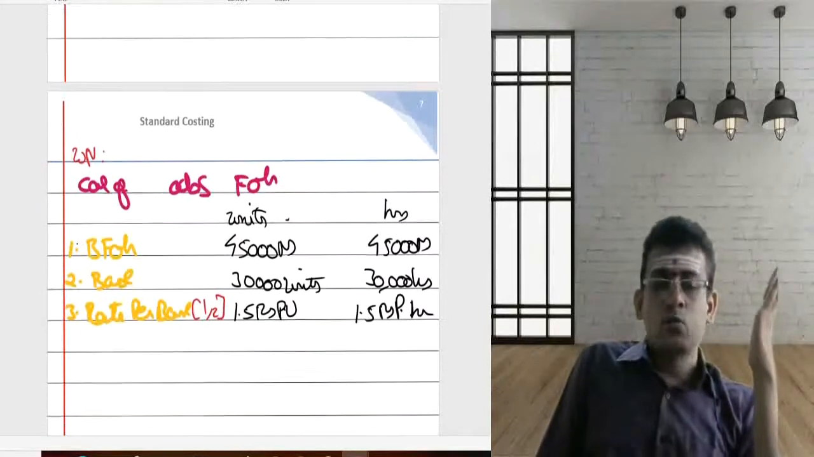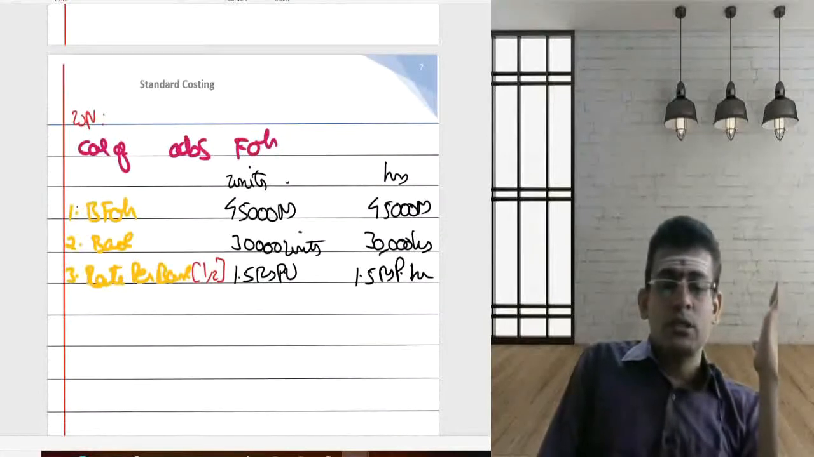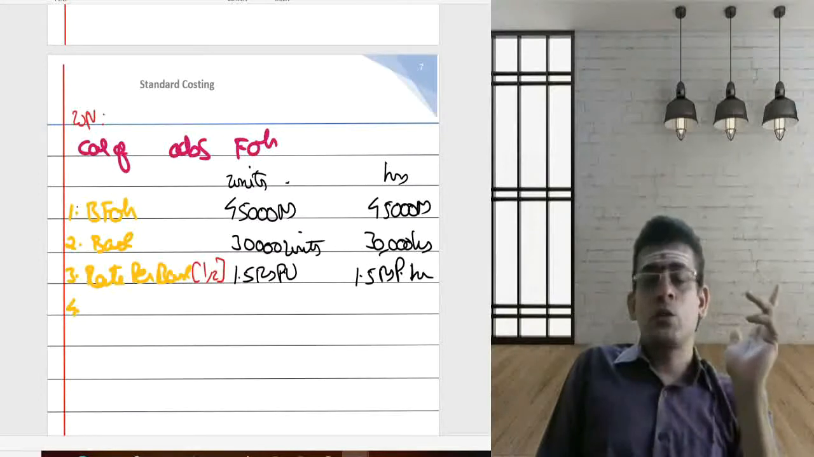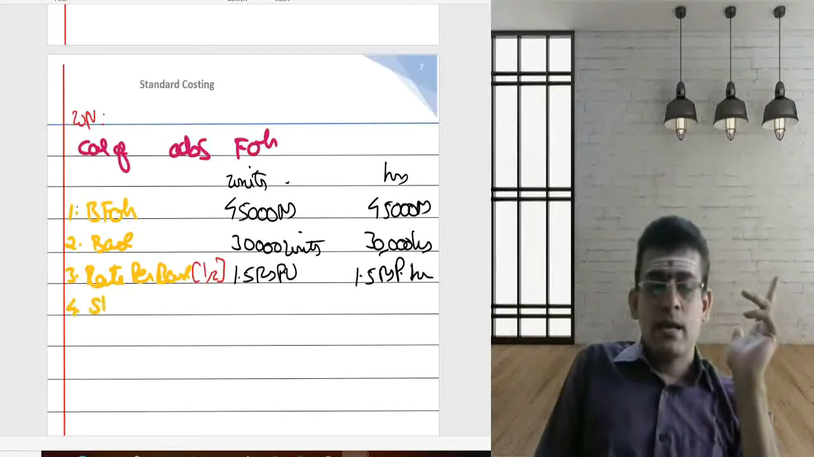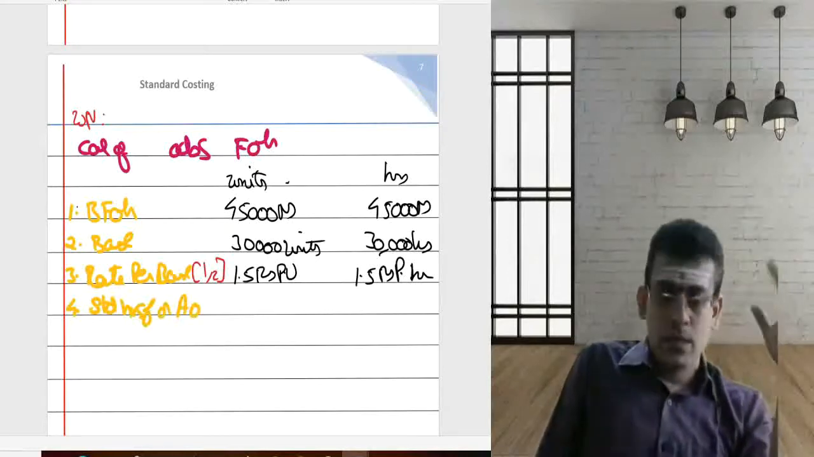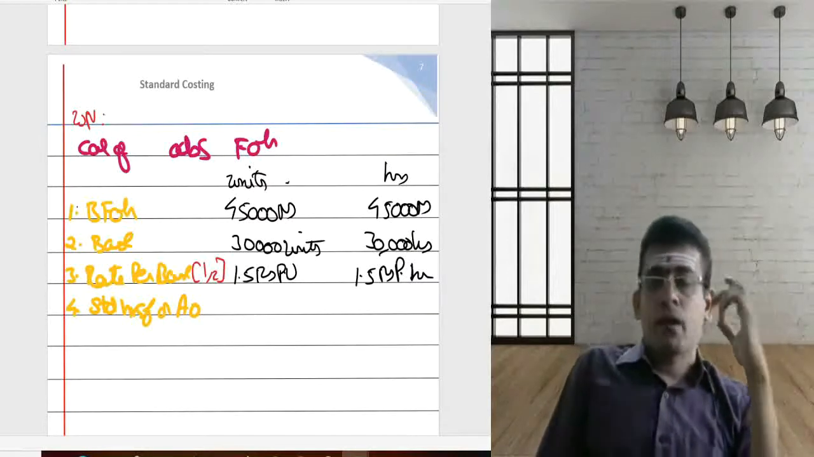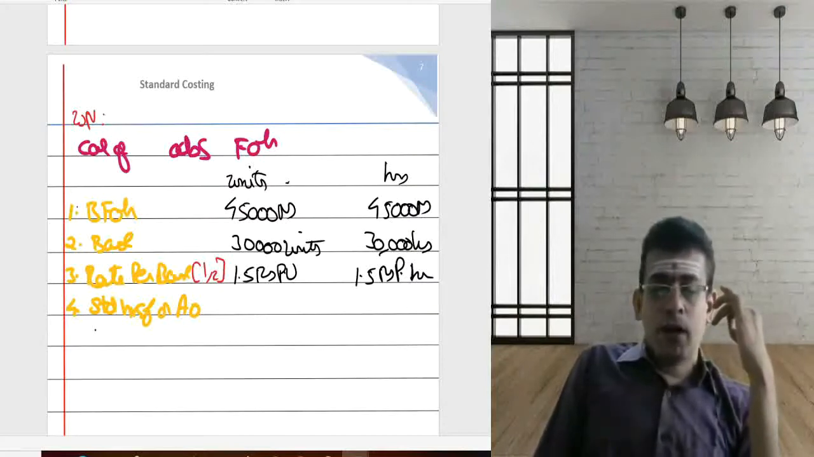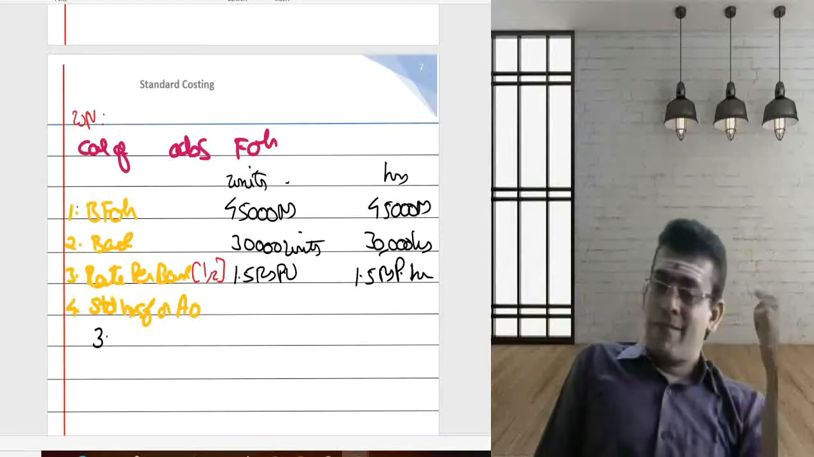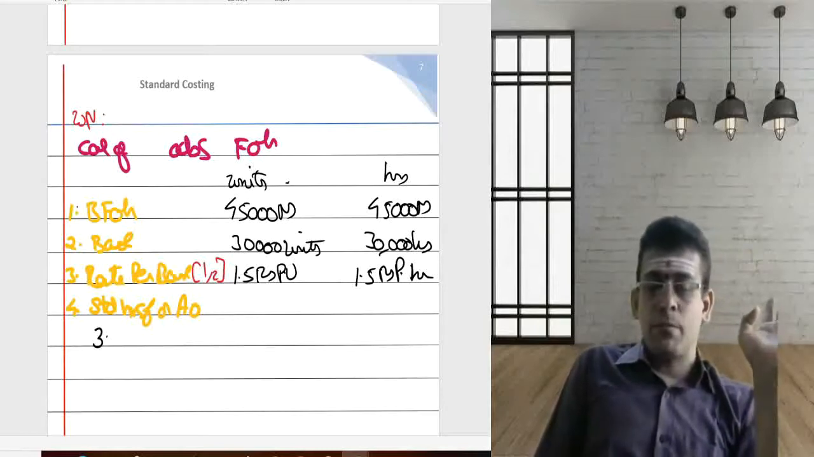Then what is the next one? The next one is generally applicable only for the hours basis but not for the units basis. It is the calculation of standard hours for actual output. I need to calculate this. How do you calculate that? I need to calculate for 30,000 units. Standard output is required, same as your calculation of labor. What is my requirement? Standard output is required.